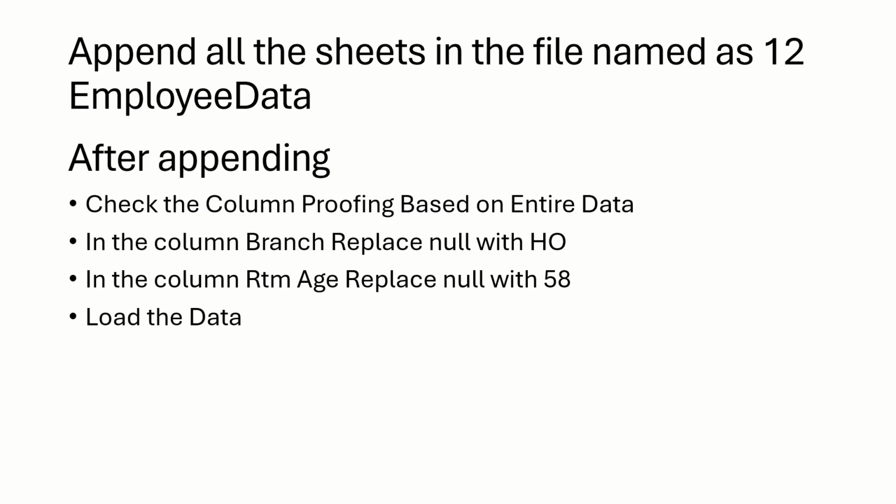After this, you have to load it. While loading, I should get only one file, the consolidated file, Excel only. So combine, append all the sheets, Kolkata, Chennai, Mumbai, HO, all the sheets consolidated and appended, and make it as one sheet. On that one sheet, branch name null, replace with HO, retirement age null, replace with 58, then load it.